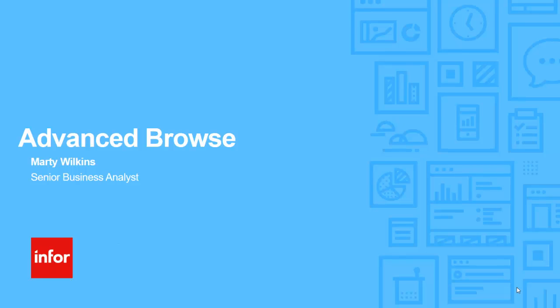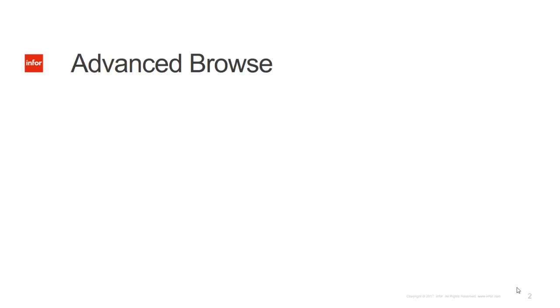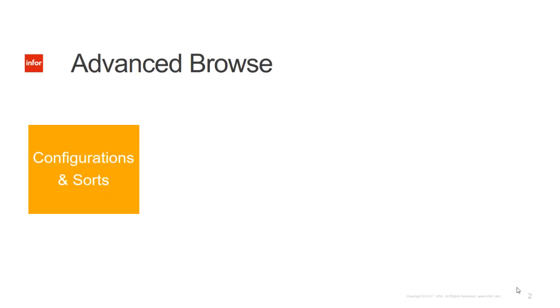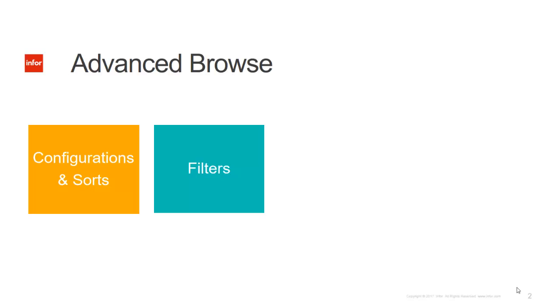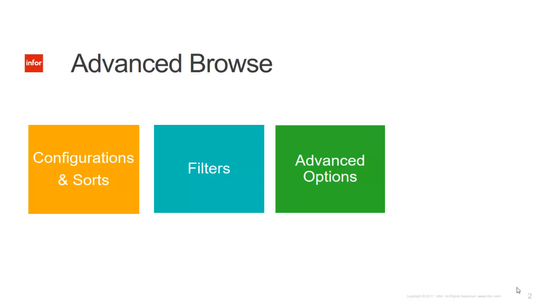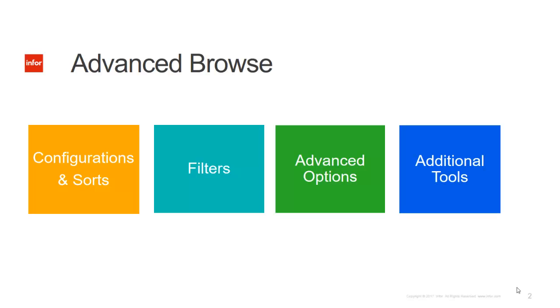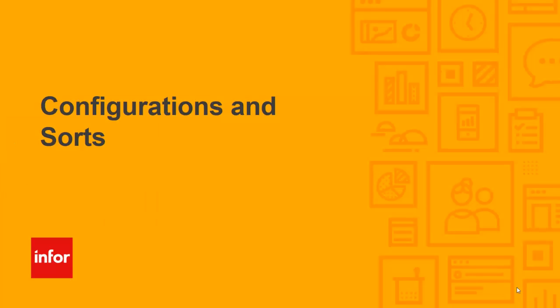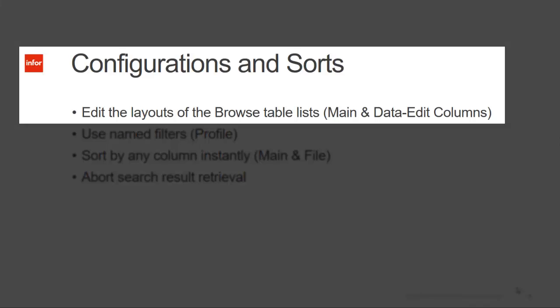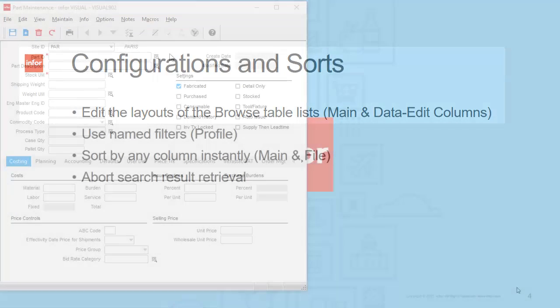Of using the Advanced Browse window. We will begin by looking at the configurations and sorts that exist, followed by filters, then we will look at advanced options, and finally we will cover additional tools. Browse configurations and sorts. We will begin by looking at editing the layouts that exist inside of the browse tables.